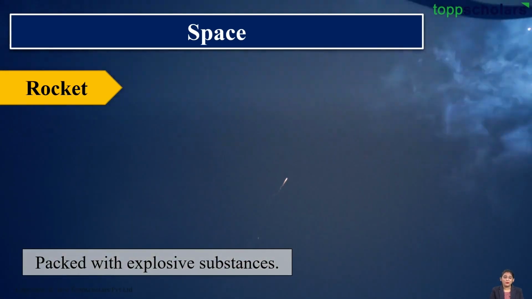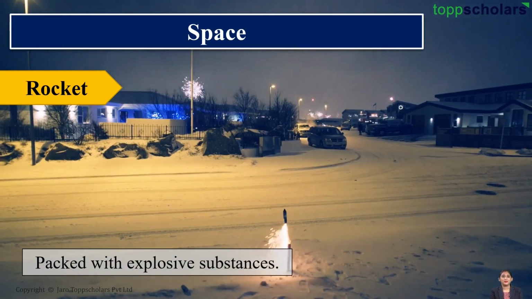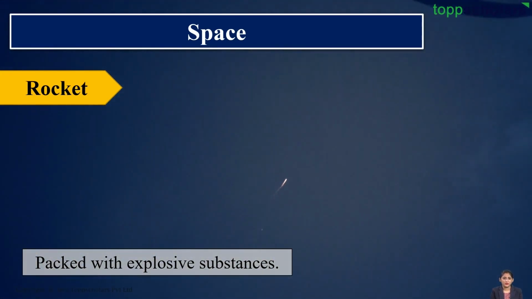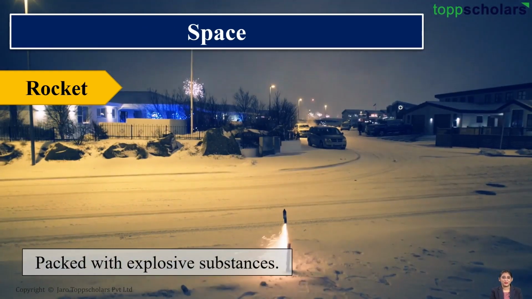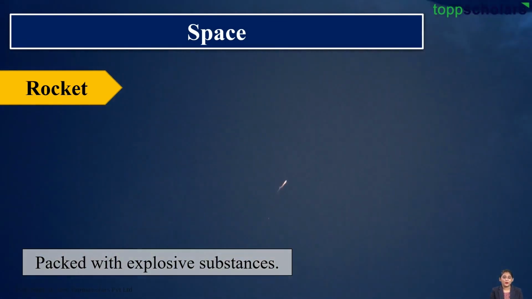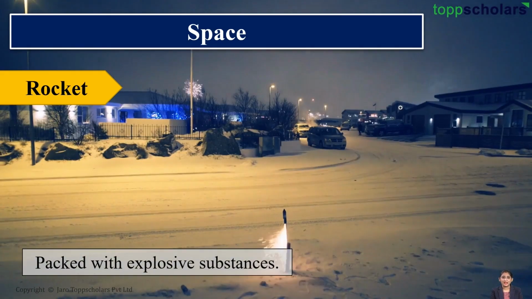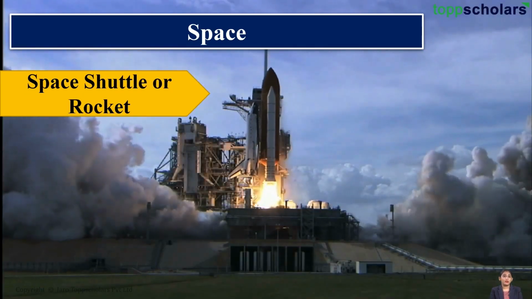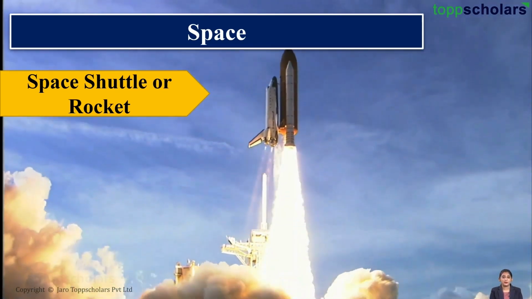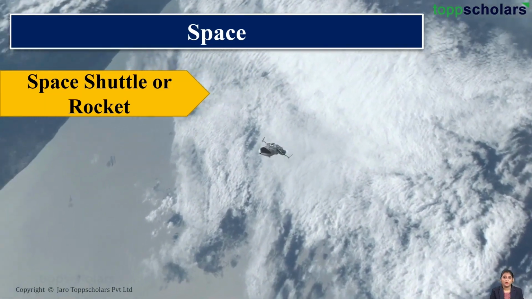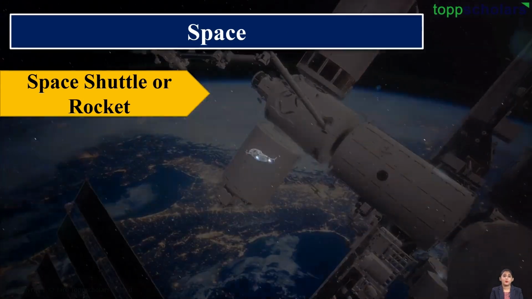Now, in order to reach space, we generally make use of a rocket, right? Now, what is a rocket? We generally make use of rockets during festive occasions, right? And this rocket is actually packed with some explosive substances. So, when you ignite the rocket, it rises up in the sky and bursts off into dazzling colors, right? But when we talk about the space shuttle or the rocket which is actually sent into space, it is also lit up using some fuel, and then we can explore space.